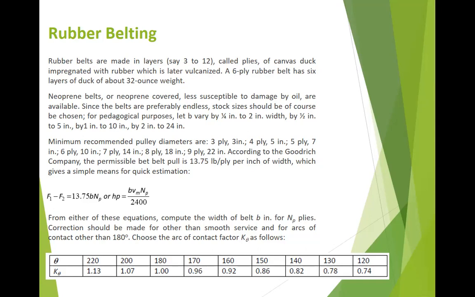According to Goodrich Company, the permissible net belt pull is 13.75 pounds per ply per inch width, which gives a simple means for quick estimation here as F sub 1 minus F sub 2 is 13.75 b N sub P, or horsepower is equal to P sub M N sub P over 2 cosine theta. From either of these equations, compute the width of belt b for N sub P plies. Number of plies yan. Correction should be made for other than smooth service and for arcs of contact other than 180 degrees. So choose the arc of contact factor K sub theta as follows. Like this one, for theta as 220, meron tayong K theta as 1.30.